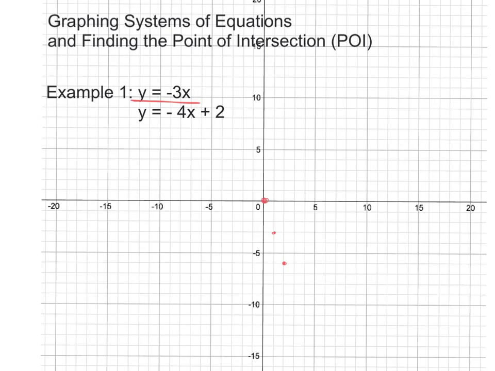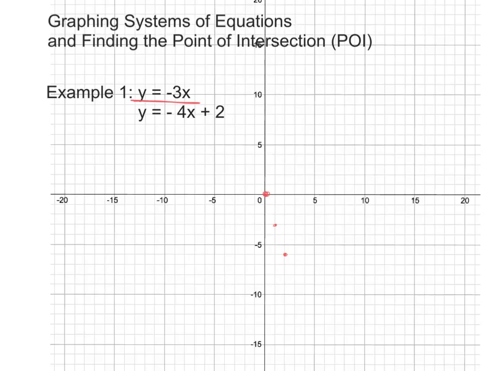Zoom out a little bit. Down 3 over 1. And you only need 2 points to draw any line, but I like to have a couple extra. I'm also going to go in the other direction from my y-intercept. I'm going to go up 3 over 1 to the left, so I have some points in that direction as well. I'm going to connect my points, and I now have my line y equals negative 3x.